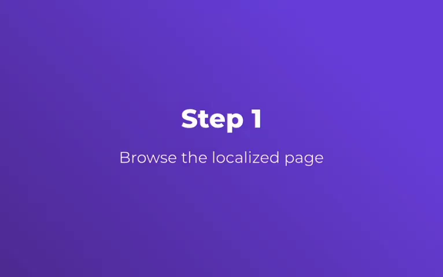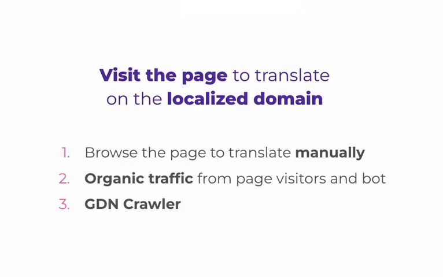To upload the content from a web page to your Smartling project for translation, the localized page needs to be browsed. This means that the page needs to be visited on the localized domain, even if it hasn't been translated yet. This allows the GDN to scan the page for translatable text. Pages can be browsed and uploaded to Smartling in 3 different ways.